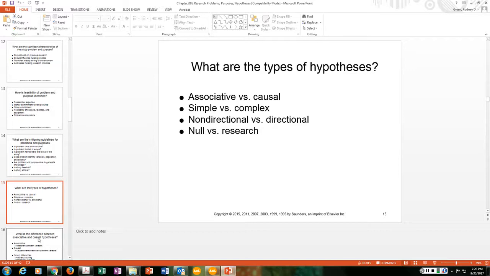You are familiar with the research hypothesis. For example, there is a difference between the treatment group and the standard group under these conditions. So that was the research hypothesis. Now the statistical hypothesis, you probably learned it as the null hypothesis, H0. There is no significant difference between the treatment group and the control group.